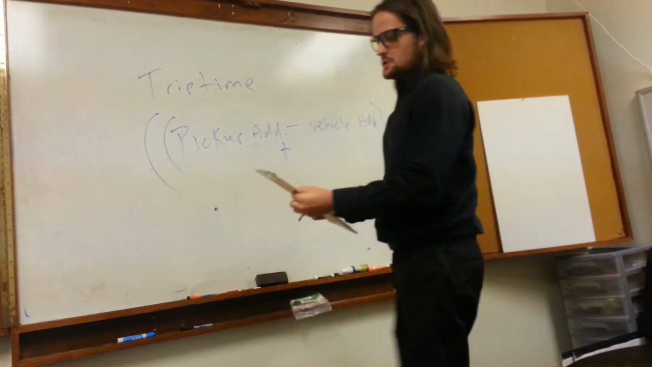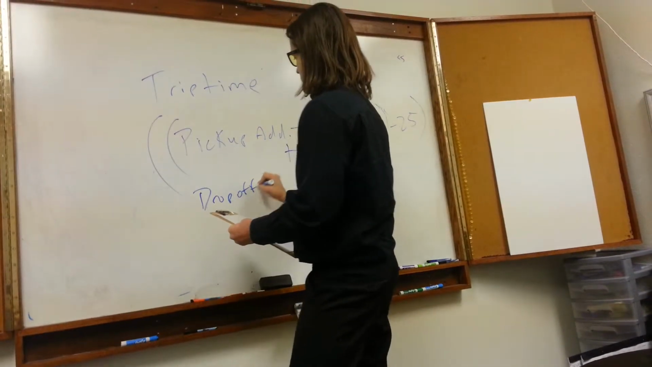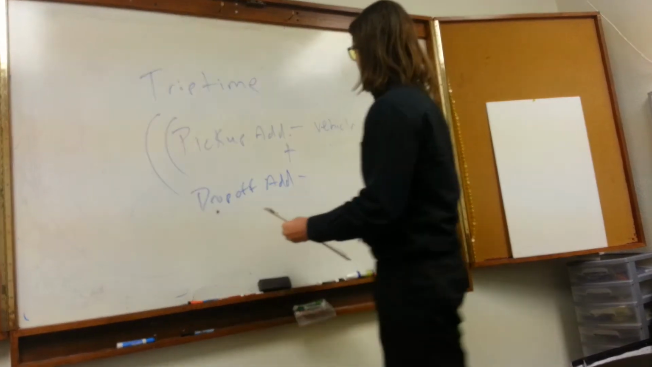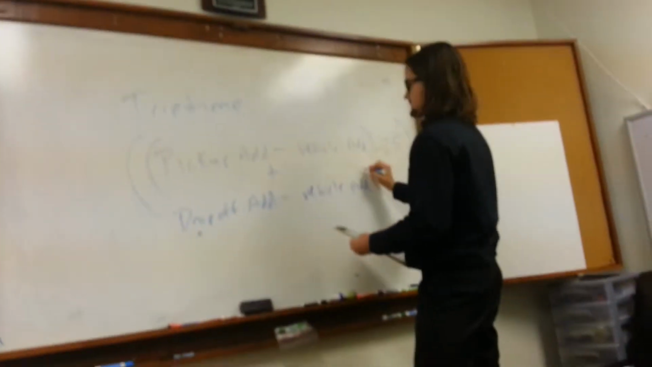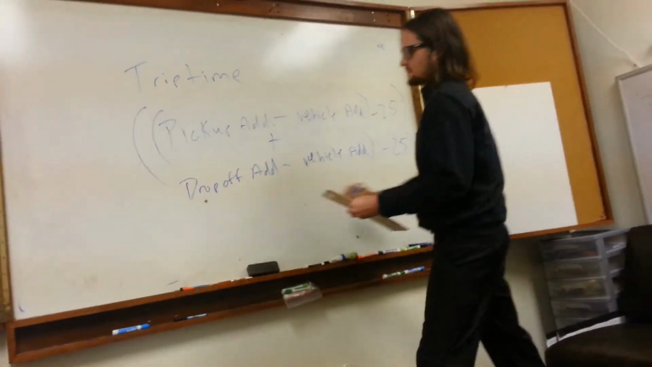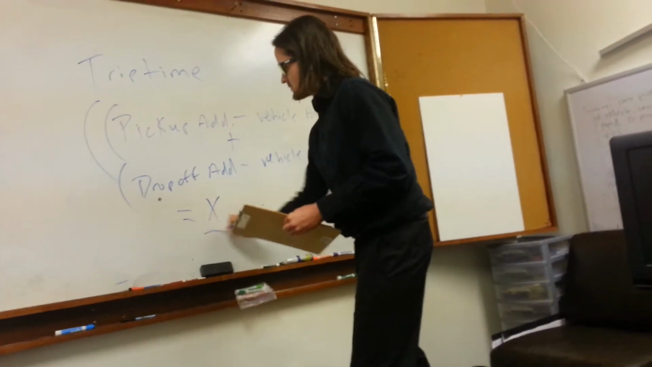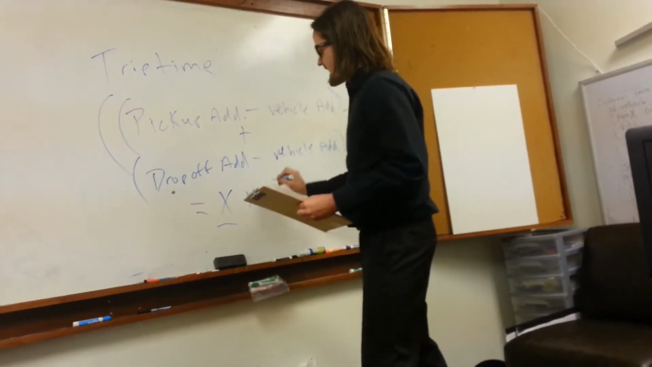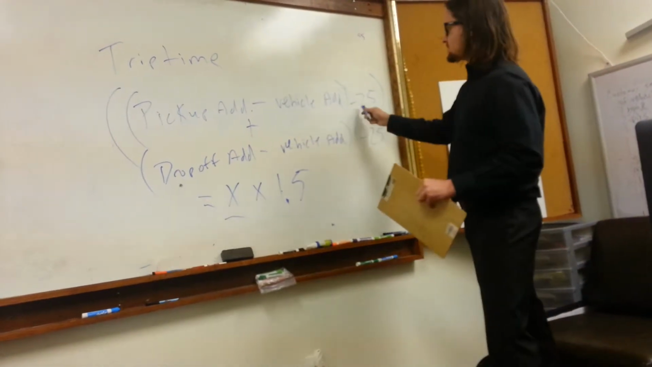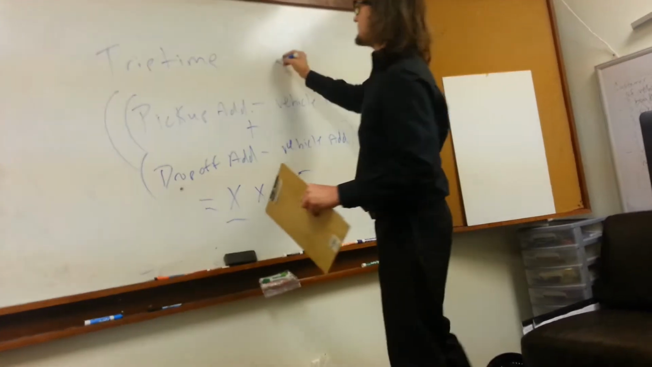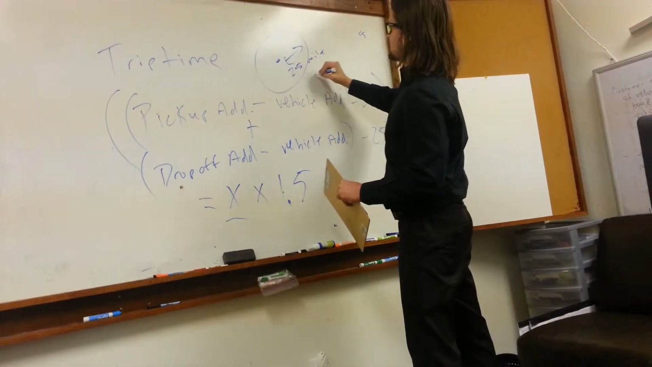Add that to drop-off address minus vehicle address minus 25. You take the answer and you multiply that by 1.5. Now, of course, we're subtracting 25 miles because within a 25-mile range, there's no charge.